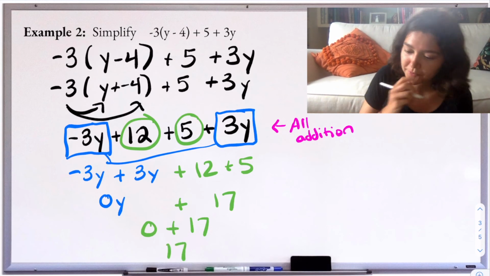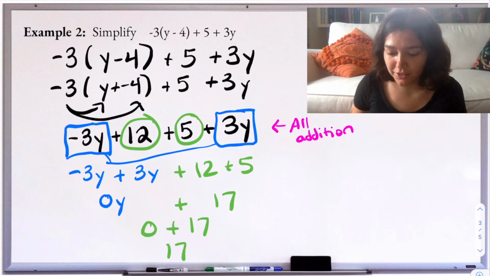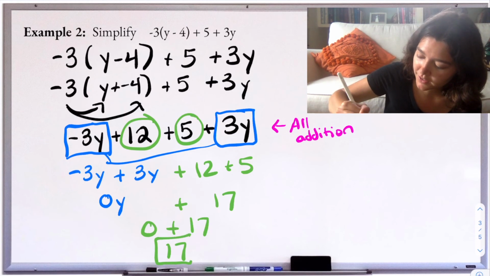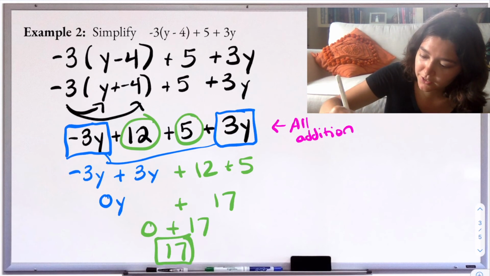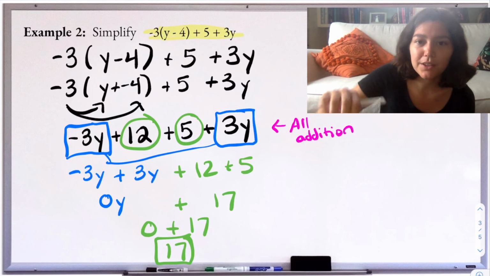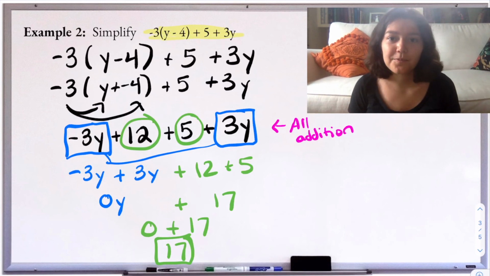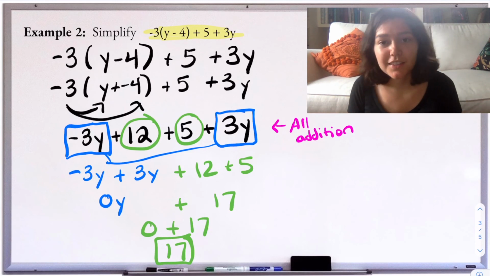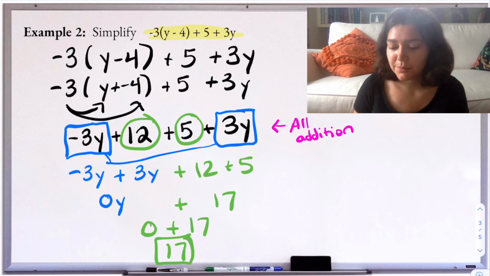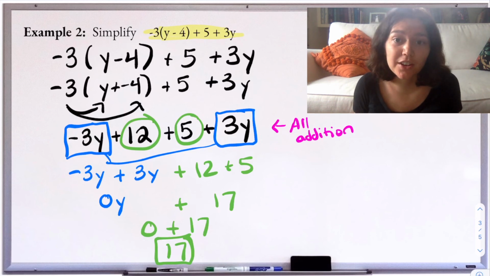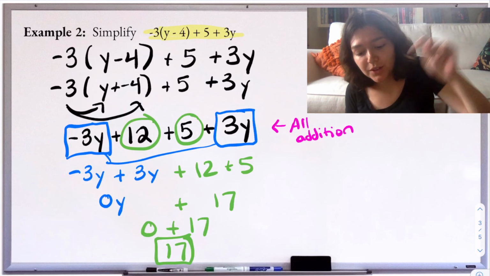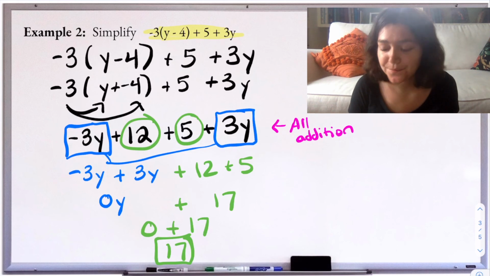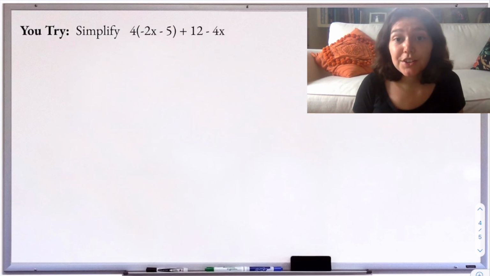It's 17. So it's kind of hard to believe, but this whole expression that we started with, -3 times y minus 4 plus 5 plus 3y, is equal to 17. So we simplified this expression by combining the like terms and distributing to get a much more simple expression that is still equivalent to the initial one. Right? Awesome. So now it's your turn.